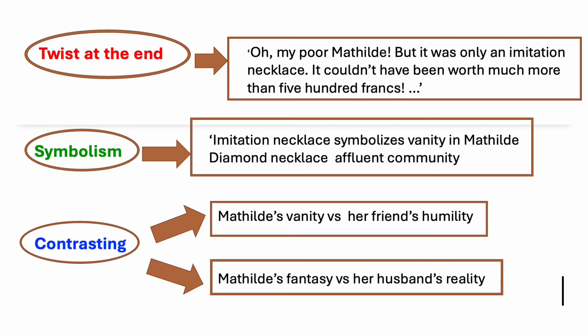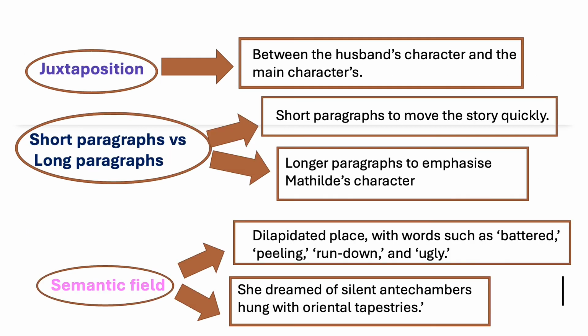Two types of contrasts are used. They are Mathilde's vanity versus Forestier's humility. At the same time, Monsieur Loisel's world of reality is contrasted with Madame Loisel's world of fantasy. The main character is juxtaposed with the husband's character in many places to highlight the extremity of things, feelings, and events of the main character. Paragraph length is changed for effect.